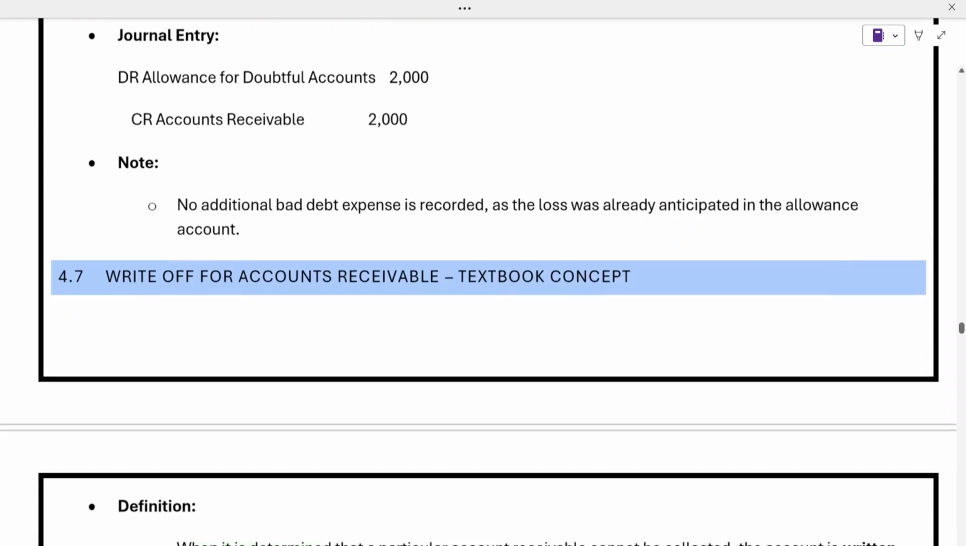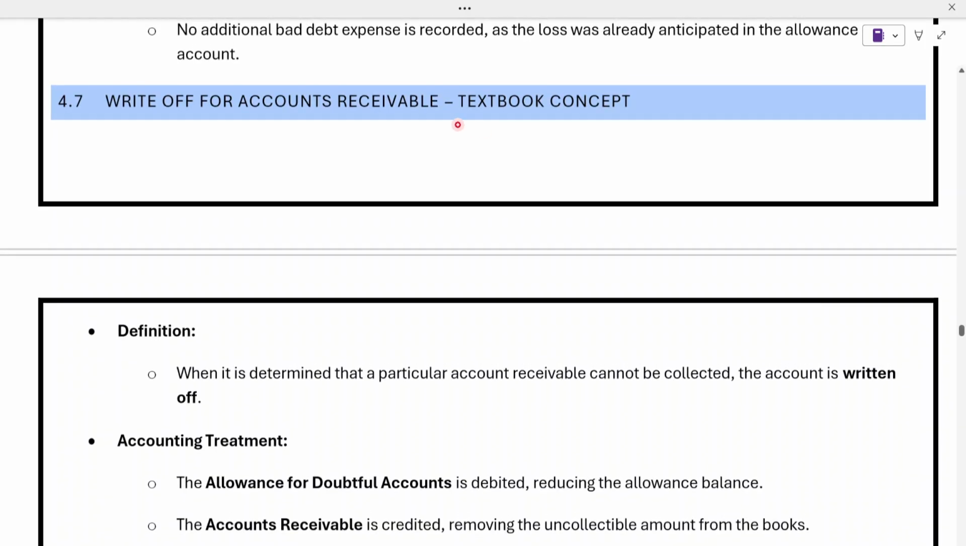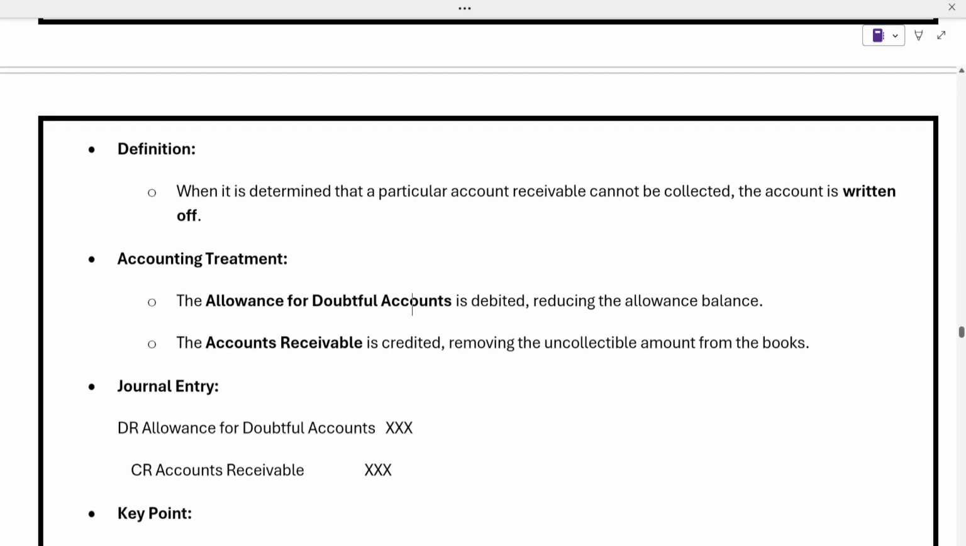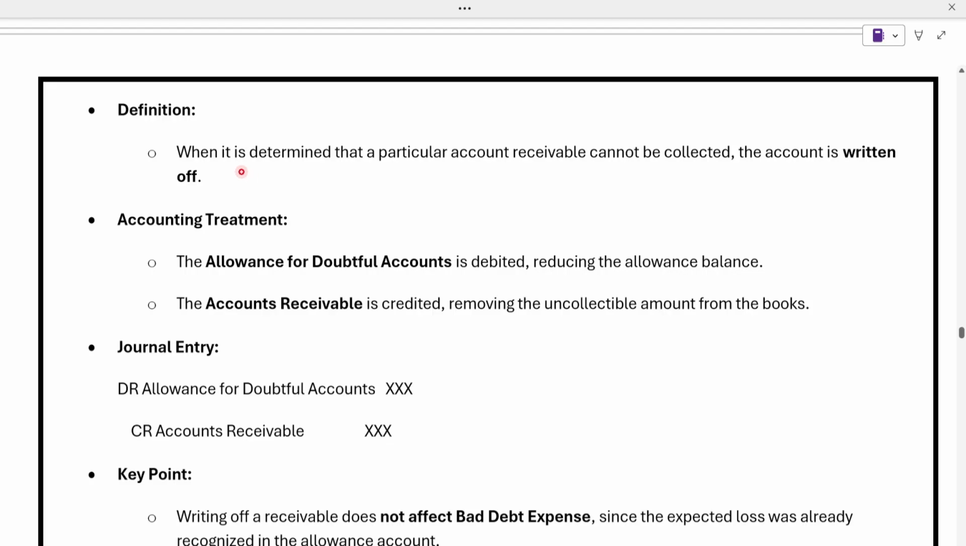Now see the same thing within the textbook. What does the textbook say? The textbook again says that when it is determined that a particular accounts receivable cannot be collected, the account is written off. We will write off that account, and the accounting treatment is simple. Allowance for doubtful debts is debited because we will be reducing our allowance balance.